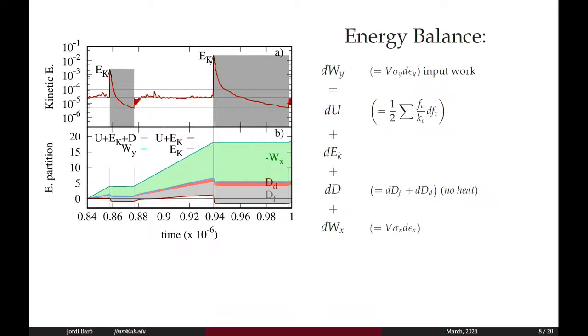Okay. So now what we do, first of all, is to look at the energy balance. So we want to understand these avalanches from internal measurements of the sample, not from the external ones, because we may miss something in the external measurements.